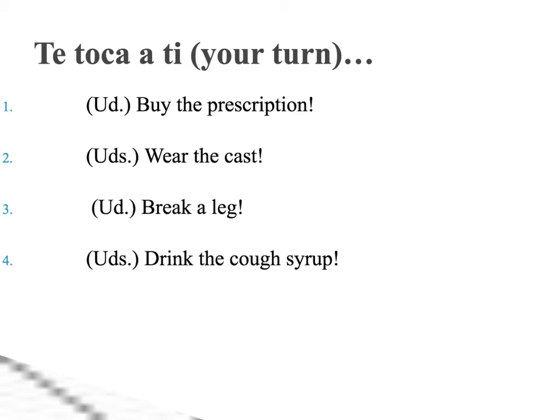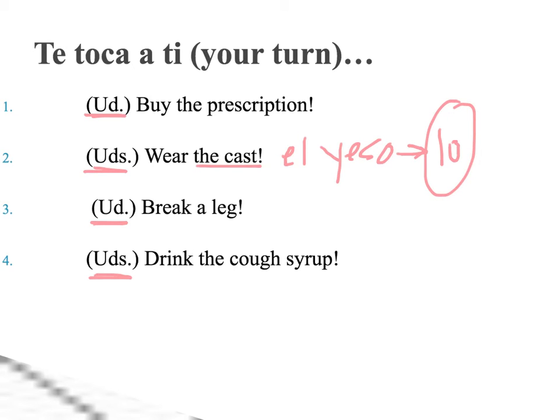Te toca a ti. It's your turn. So try your hand at forming the commands for each of these using your vocabulary from this unit. Pay attention to what kind of command you're giving. Is it usted or ustedes? Start by conjugating the verb in the subjunctive and then add the ending onto it. Now, if we know that the cast is el yeso, we know that the direct object pronoun is going to be lo that replaces it. So keep that in mind. Make all of these positive commands so the direct object pronouns will come at the end of the command.